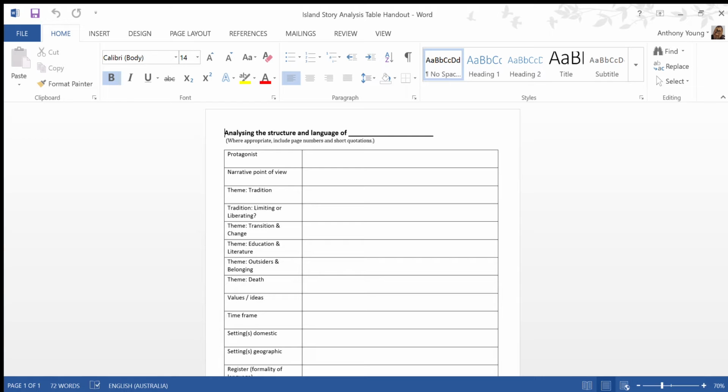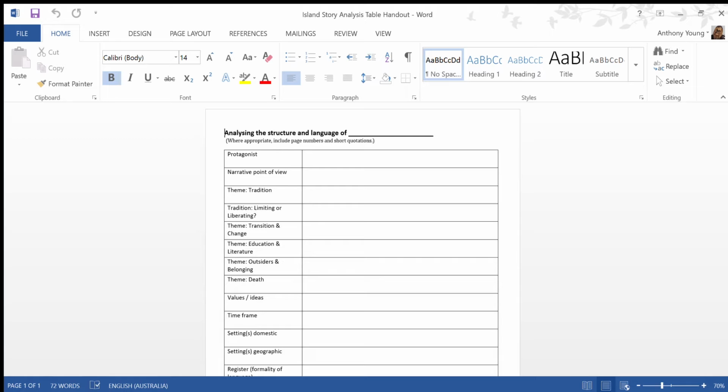Hi everyone. I'm using some new software here, so hopefully this works and hopefully it allows you to see what I'm doing with this table. What I've got up on the screen is the Word version of the table for recording your stories.